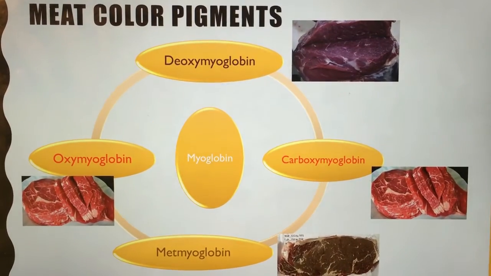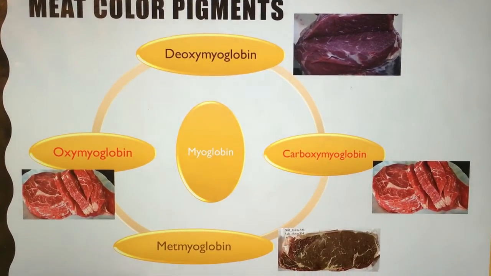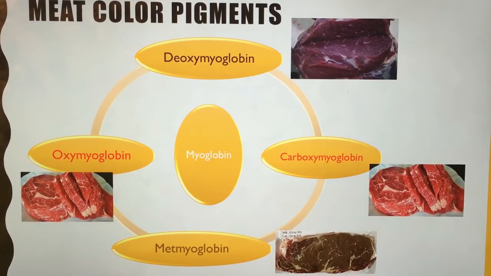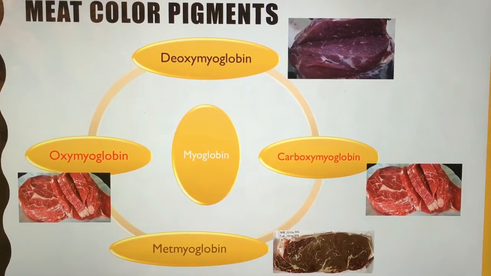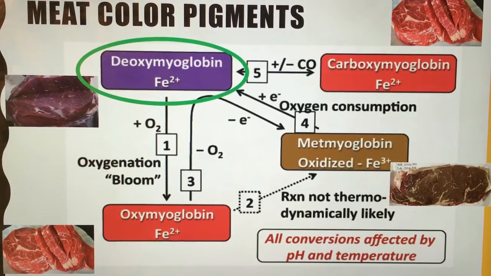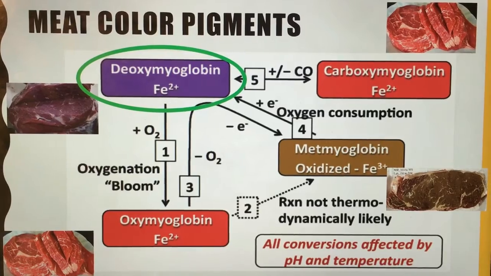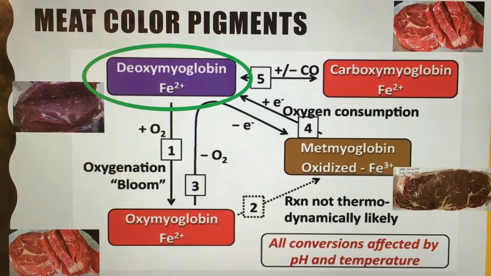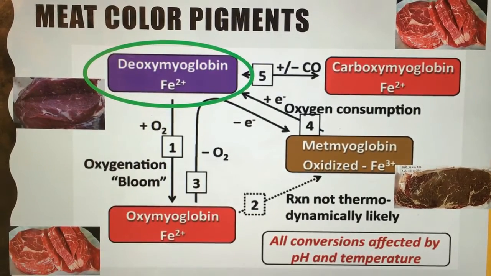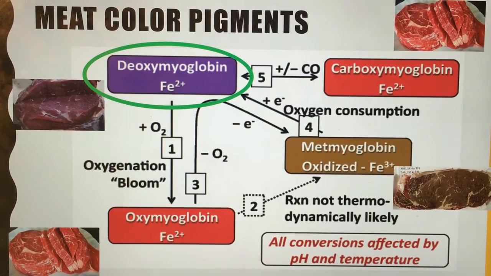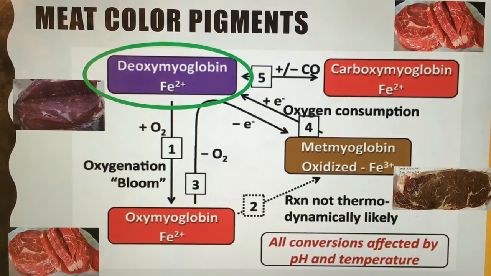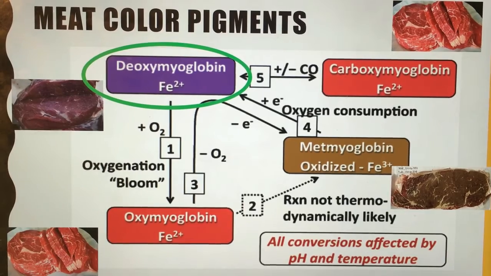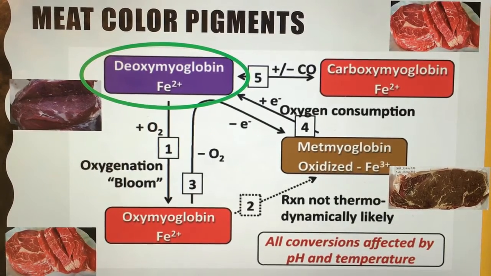The 4 chemical forms of myoglobin which are responsible for meat color are deoxymyoglobin, oxymyoglobin, carboxymyoglobin, and metmyoglobin. Deoxymyoglobin is reduced myoglobin. Its pigment is purple-red in color. The iron atom in the center of the prosthetic heme group is reduced to the ferrous ion state, and no ligand connects to the 6th coordination site. It is usually in the center of meat where oxygen is not present. To maintain deoxymyoglobin needs very low oxygen in the center of the meat.